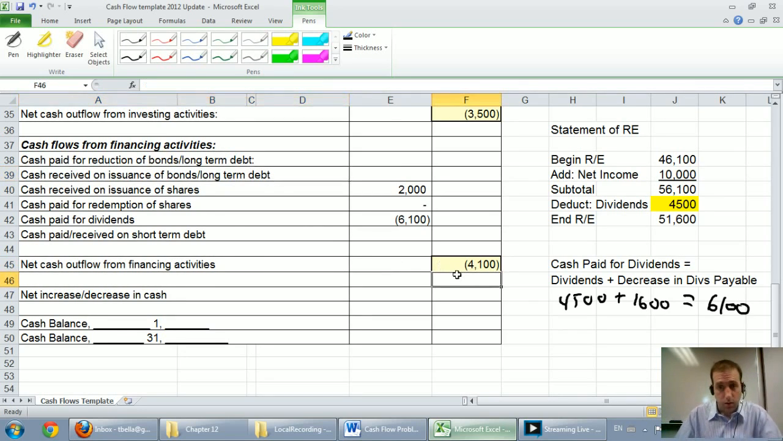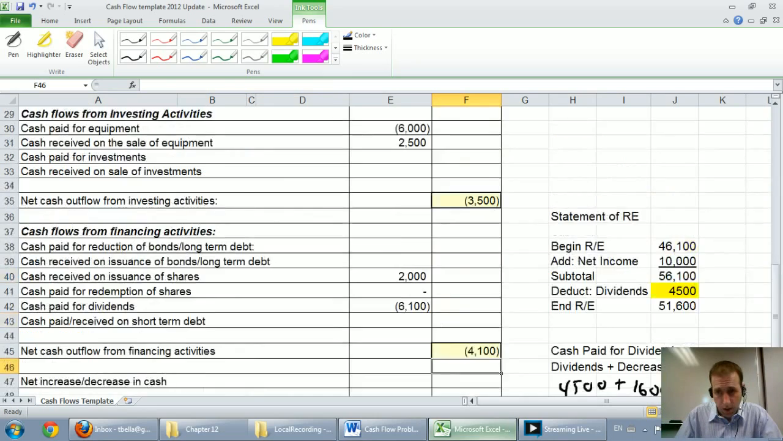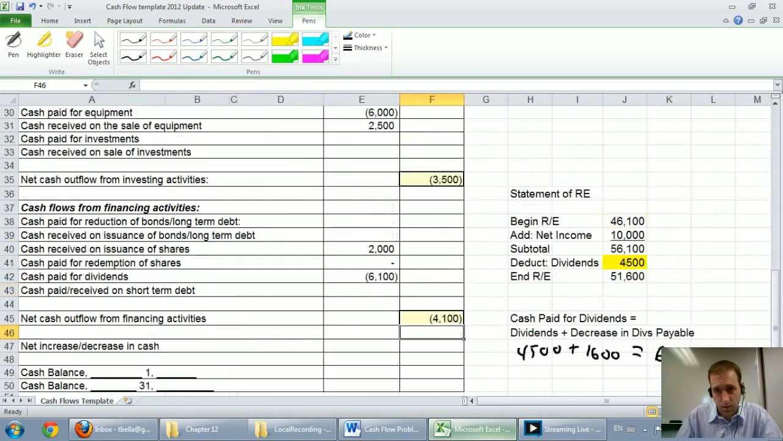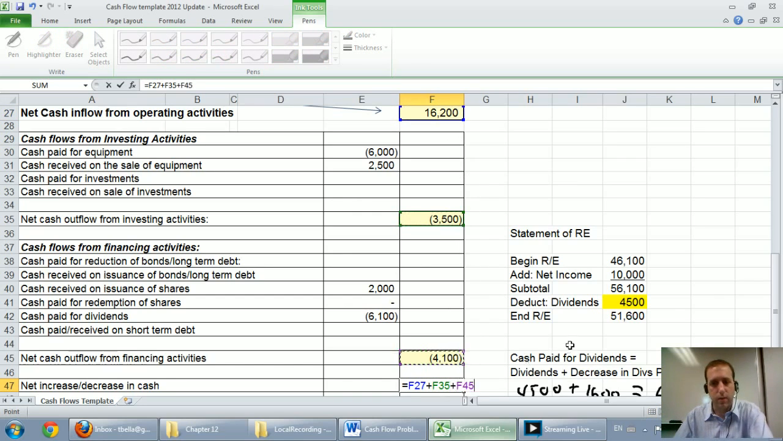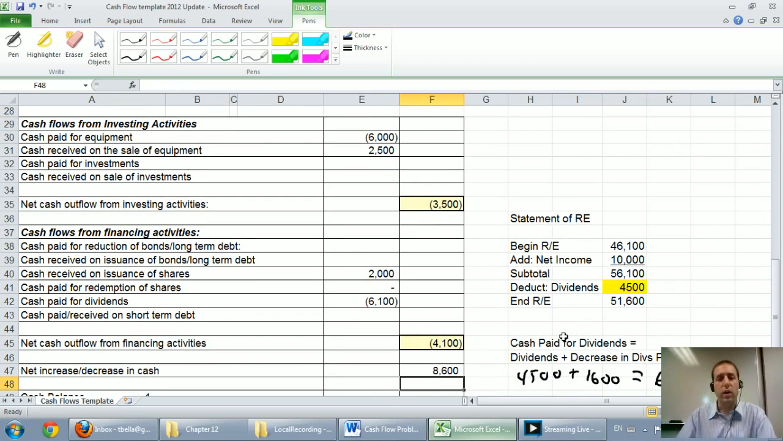Now the final thing we want to know is, did our cash go up or down? And how might I know that? Well, I could look at the balance sheet for cash, but that's not what I want to do. I want to say, okay, our operations generated $16,200 in cash. Our investing activities, we spent $3,500 net on equipment. Our financing activities, we paid $4,100 out the door. So overall, $16,200 minus the $3,500 minus the $4,100. Overall, cash went up by $8,600 according to my calculations here.